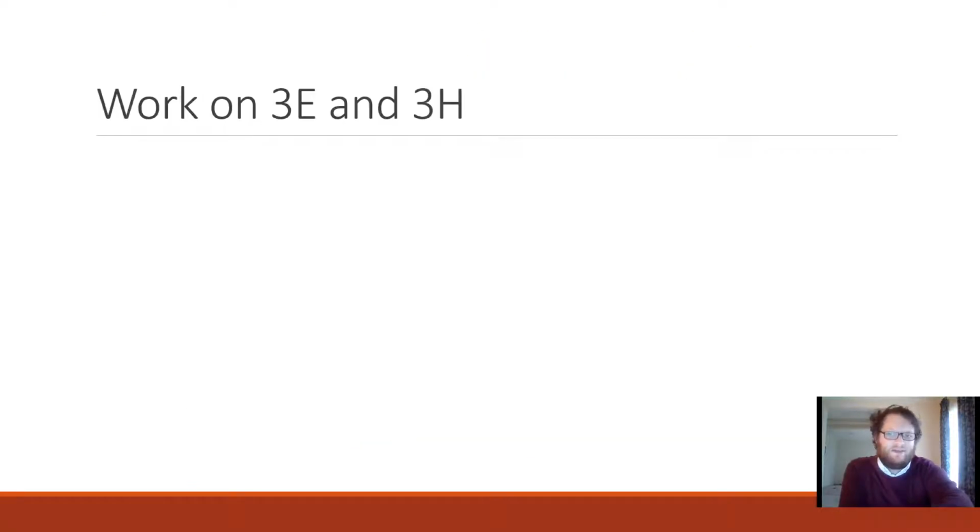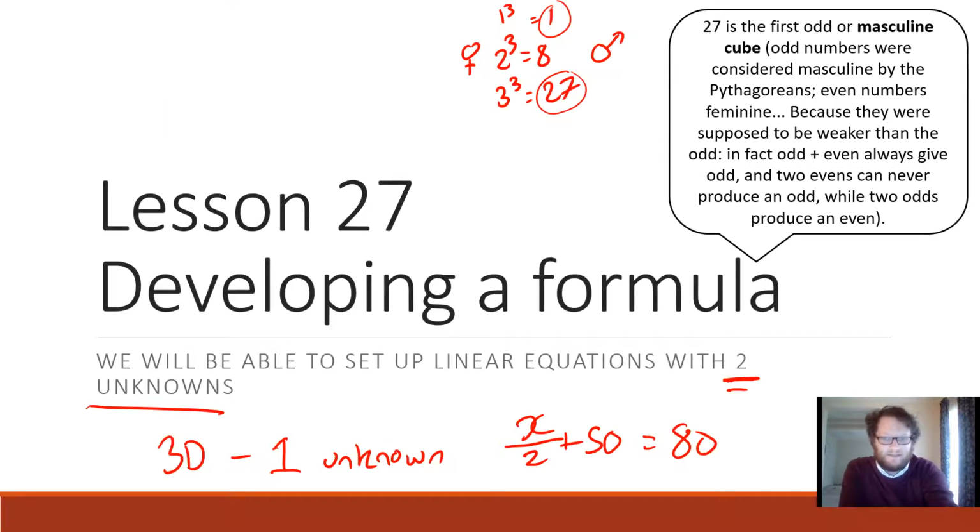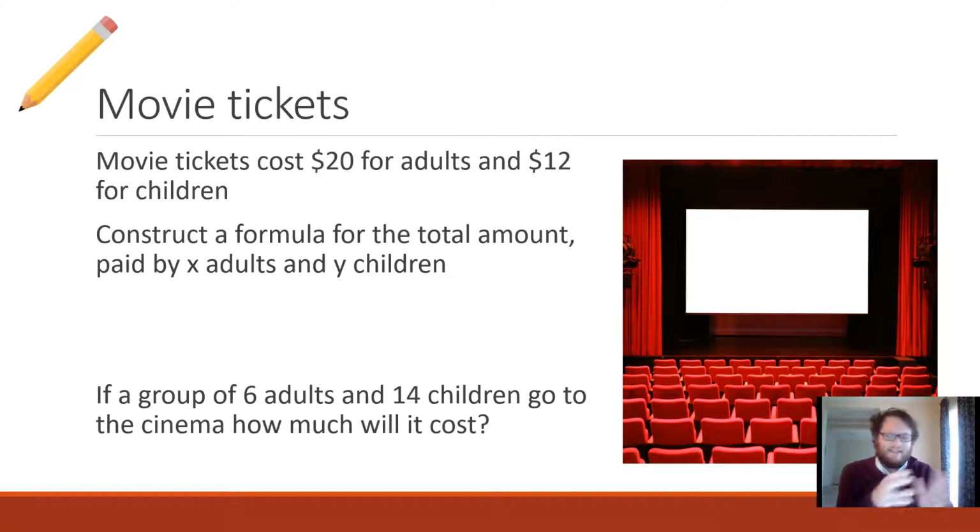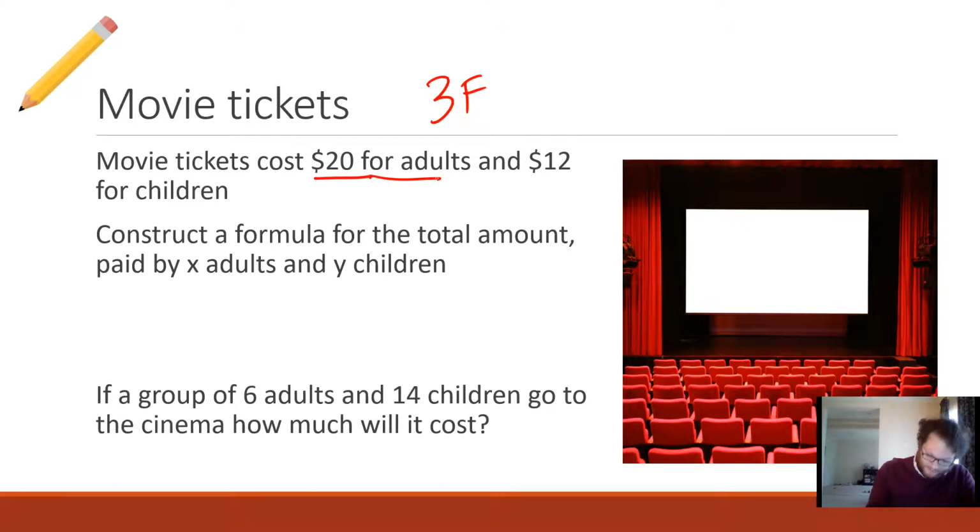Well, how you make an equation like this is by developing it. We're going to start with an easy example first, and then we might do another, a bit more of a weirder example. But this is the common example that you will see all the time when you are doing 3F. This is the type of question that you'll get. Movie tickets cost $20 for an adult and $12 for a child. Construct a formula for the total amount paid by x adults and y children.